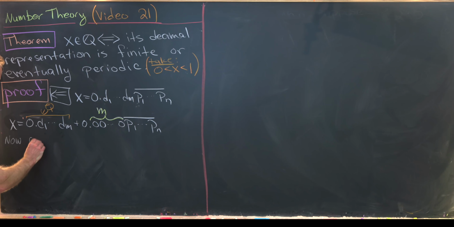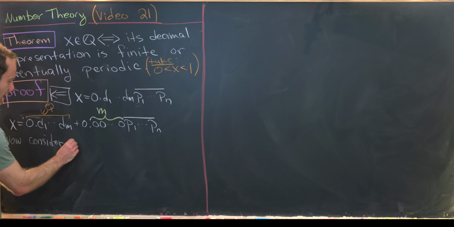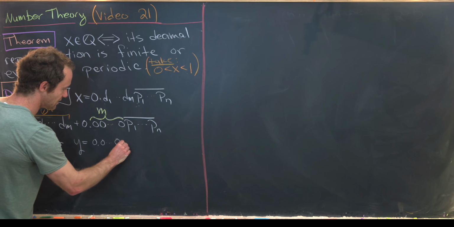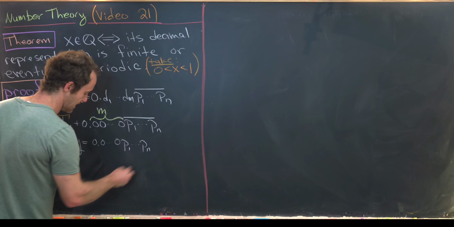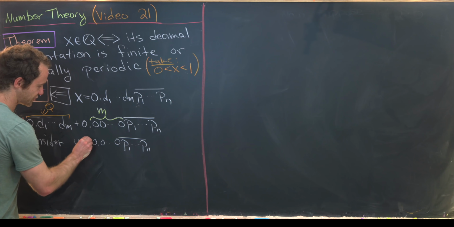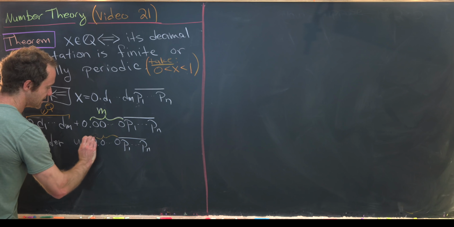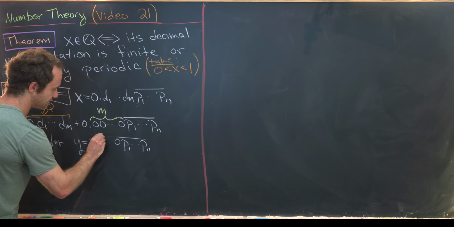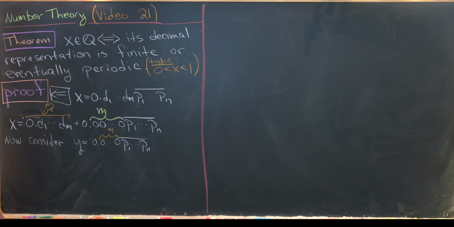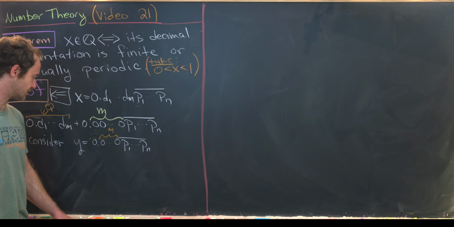So now we'll just consider this object right here, which maybe I'll call y, which is equal to 0.000, and then p1 up to pn, and then this is repeating at the end. And just to reiterate, there are m zeros here behind the decimal. So I've got m zeros right there. Okay, now I'll take this and I'll rewrite it as a sum of rational numbers. It's going to be an infinite sum, but that's okay.